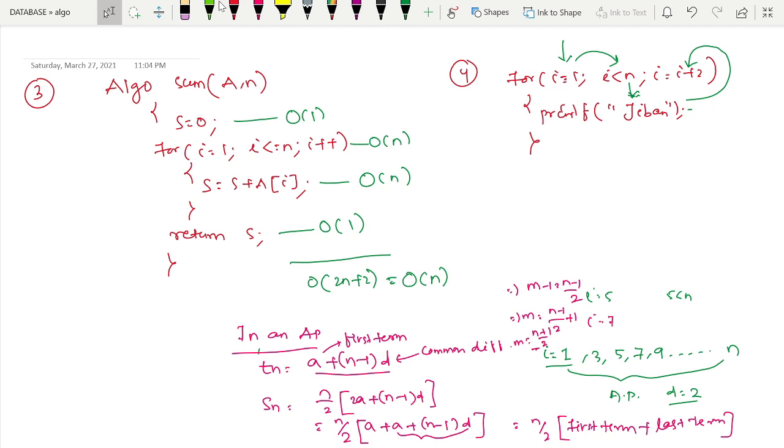So this statement and this statement are going to be executed till order of (n plus 1) by 2. This one will also get executed till (n plus 1) by 2. So in total we are getting n plus 1. So this can be written as order of n.